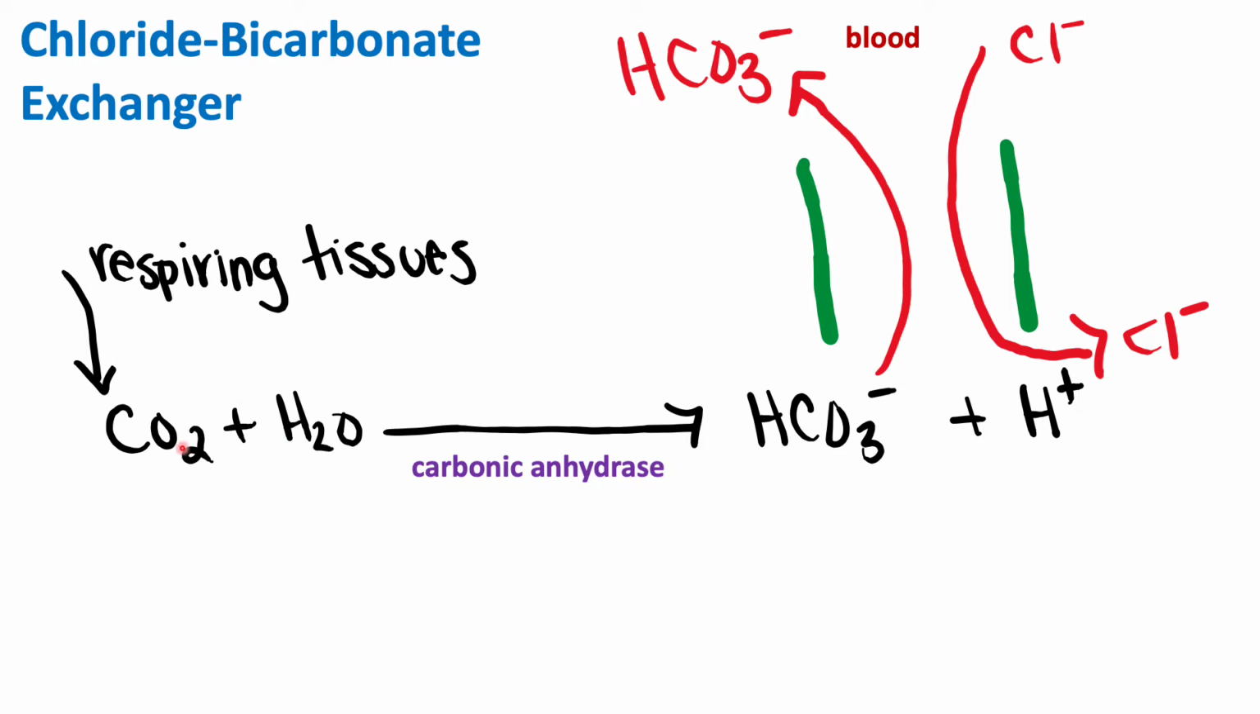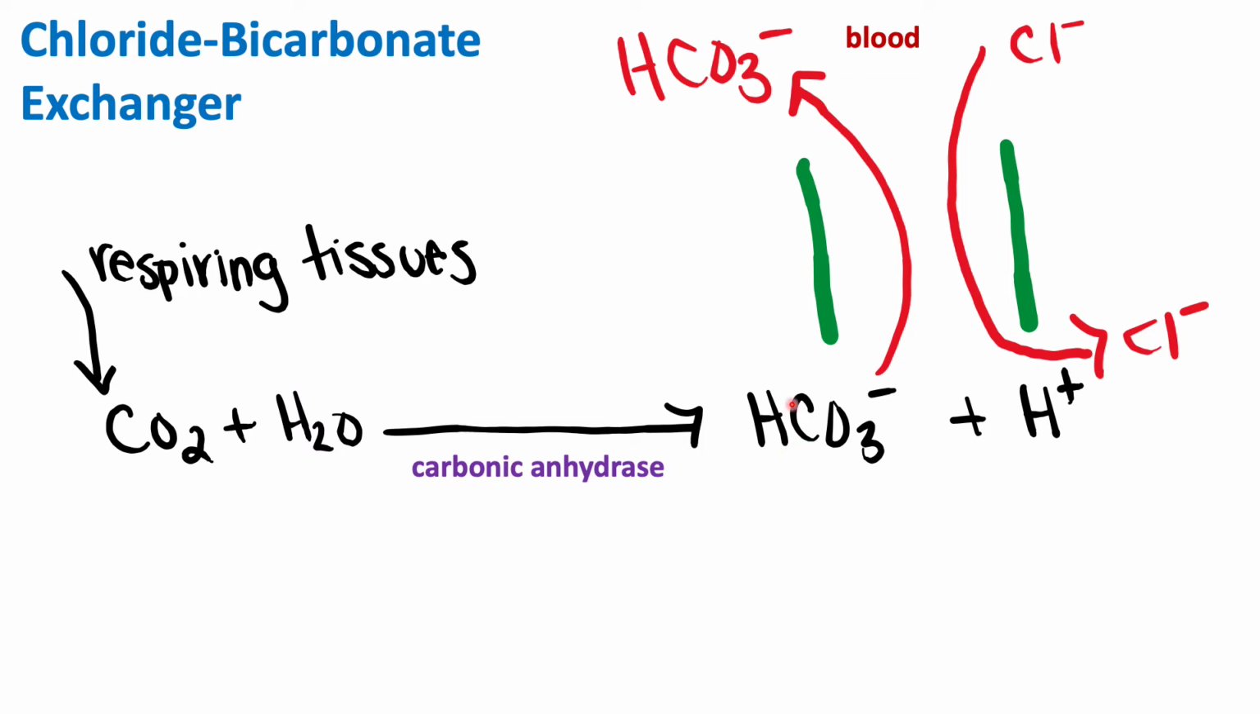Now, carbon dioxide isn't very soluble inside of the blood. Instead, it must be converted into bicarbonate, which is more soluble in blood. In order to be converted into bicarbonate, carbon dioxide combines with water via the enzyme carbonic anhydrase. As a result, we get bicarbonate and we get H+. Now, this is all happening inside the tissue of the respiring cell.